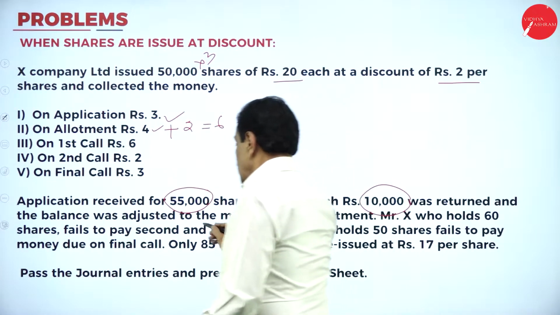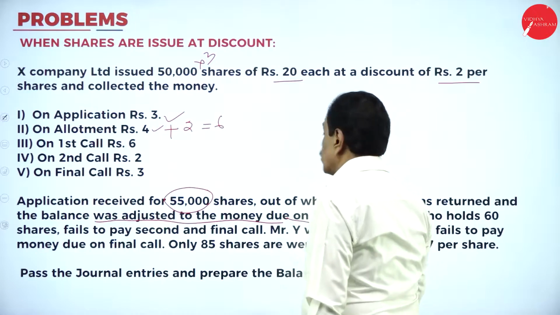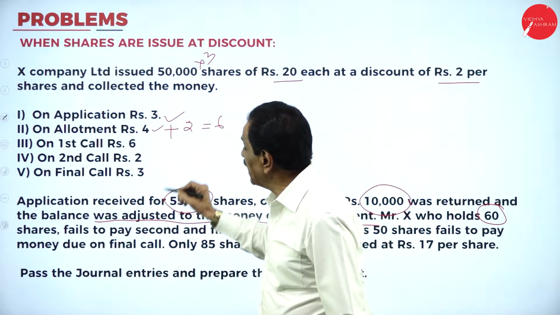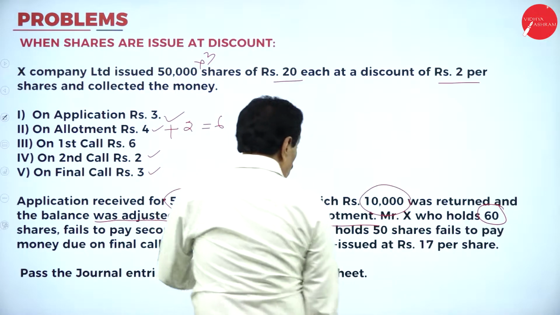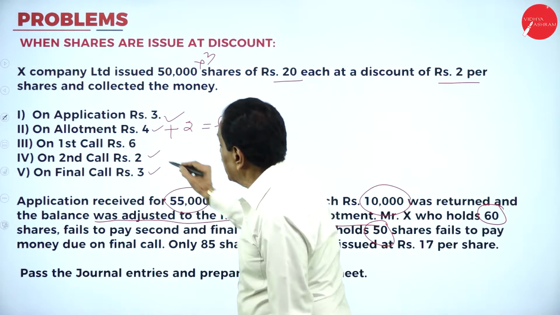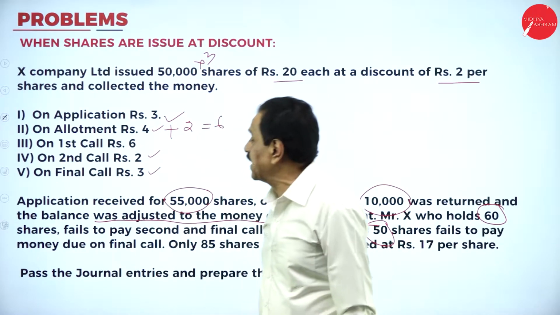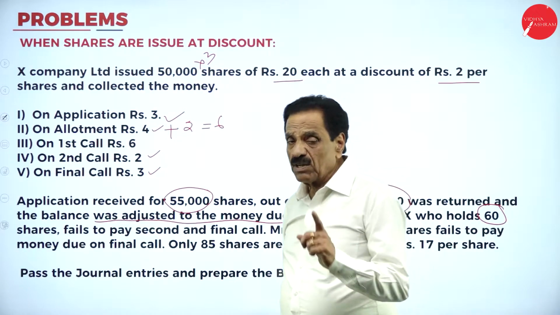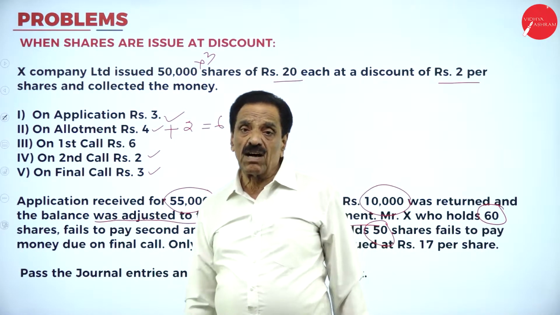Then he says balance was adjusted against money due on allotment. Mr. X, who holds 60 share, fails to pay second and final call. Mr. Y holds how many share? 50 share. Fails to pay the final call. X holds 60 share. He fails to pay the second call of 2, final call of rupees 3. Whereas Mr. Y holds how many share? 50 share, fails to pay the final call of rupees 3.